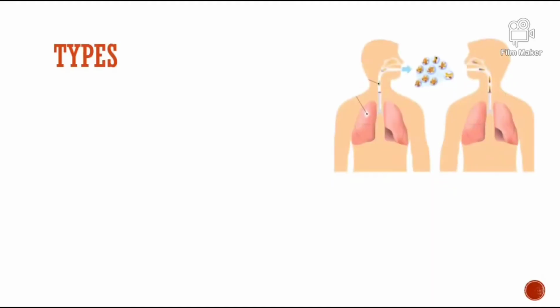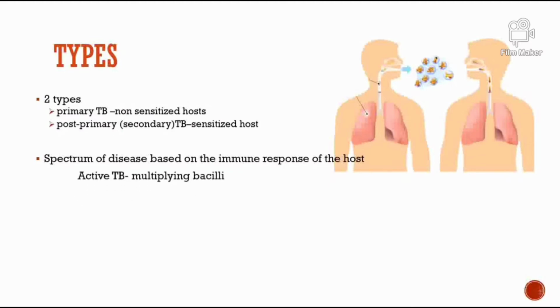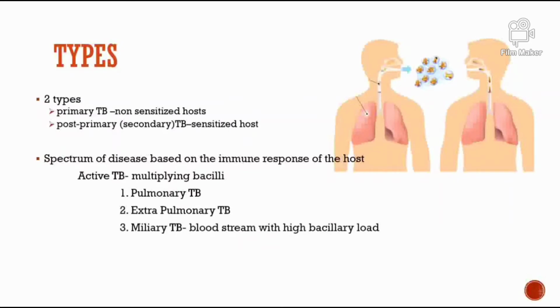So next are the types of TB, which has two types: the primary TB, which occurs in a non-sensitized host, and the post-primary or secondary TB, which occurs in a sensitized host. Then the spectrum of disease based on the immune response of the host: the active TB, where the bacilli are multiplying. Then it has pulmonary TB, extrapulmonary TB, and miliary TB, which is in the bloodstream with high bacillary load.